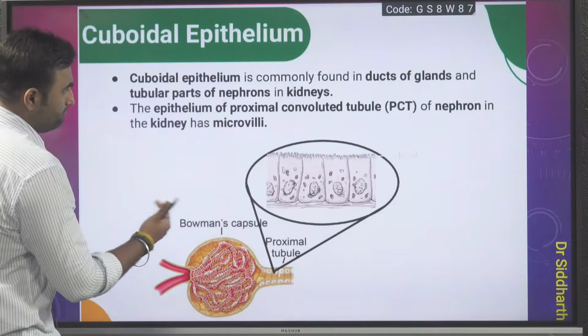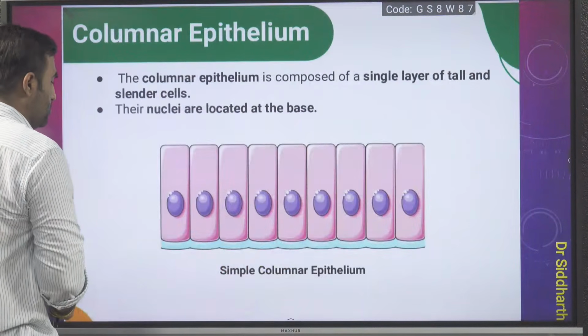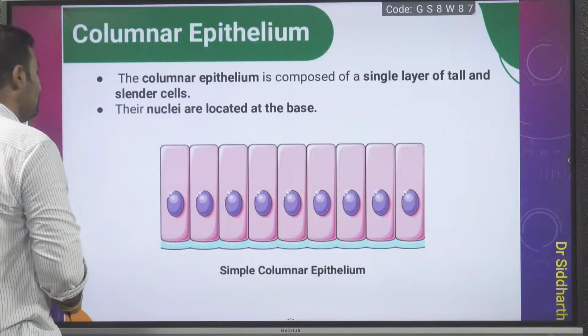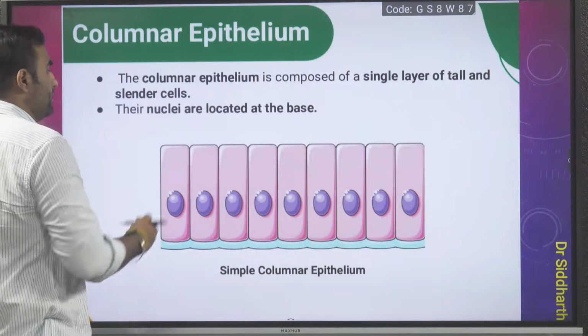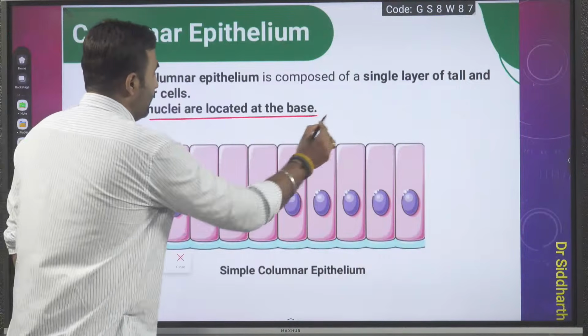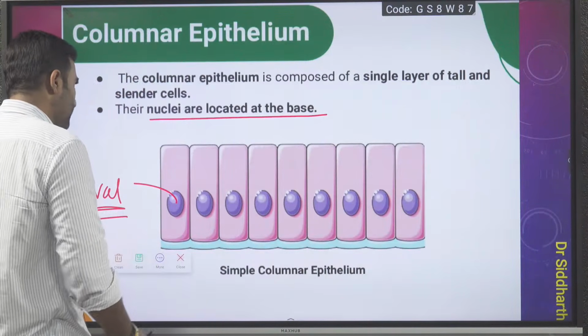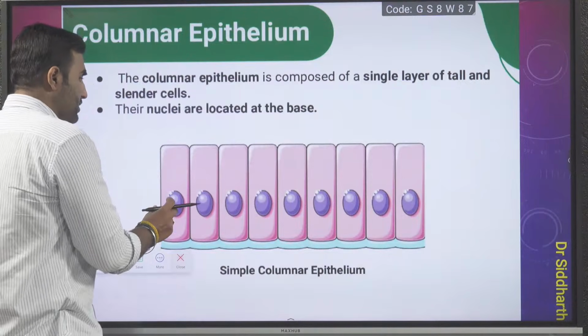Okay, this is the last class slide. Nuclei is oval shape. Nuclei located at the base. Nuclei is located at the base and the shape of the nucleus is oval. Now let us talk about the locations.